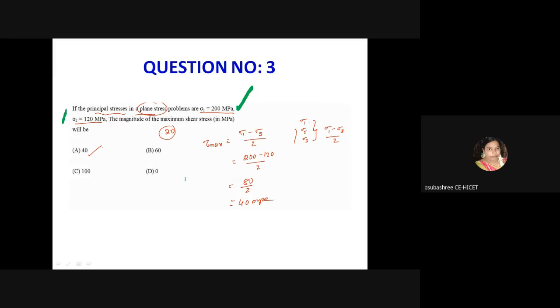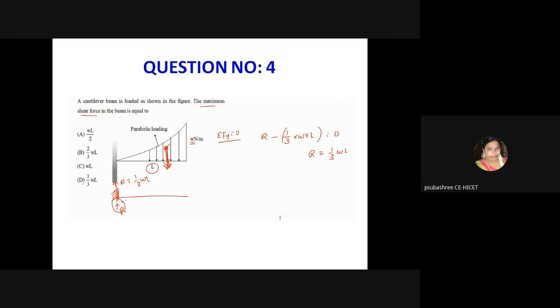Shear means tau max. So what is the formula for tau max? The tau max is equal to sigma 1 minus sigma 2 divided by 2. So 200 minus 120 divided by 2 is equal to 40. So the answer is 40 megapascal. The next question.